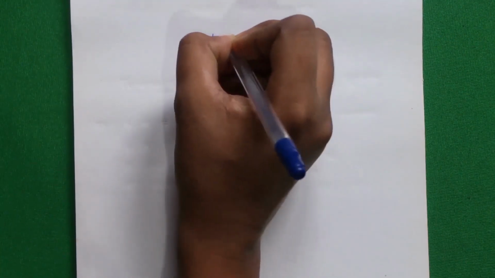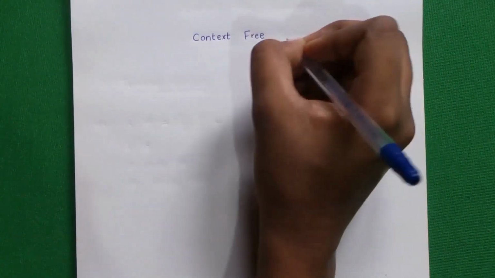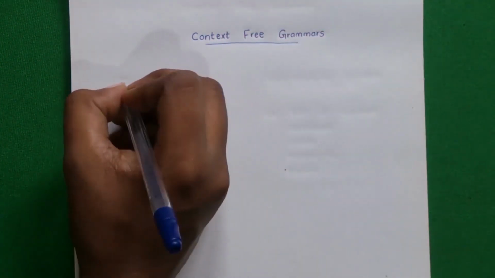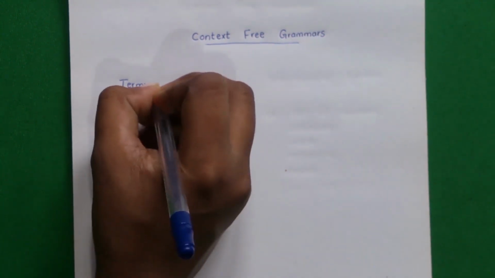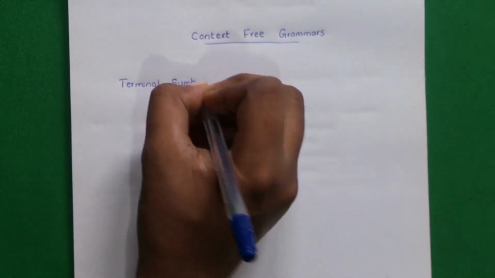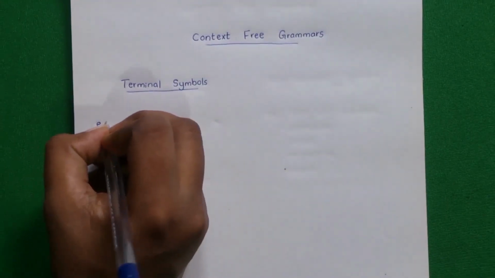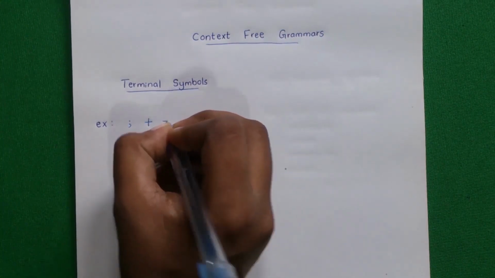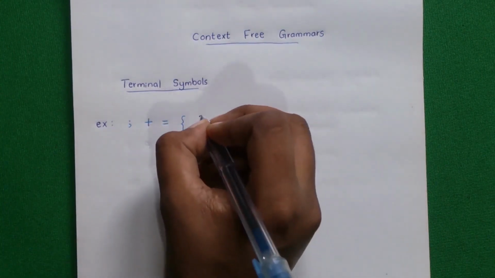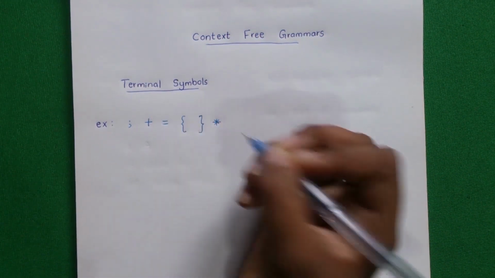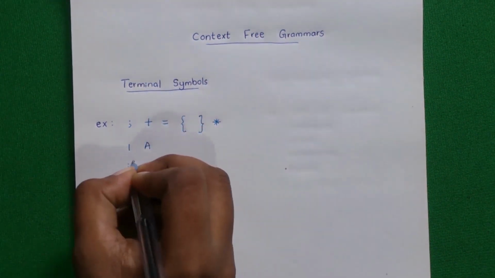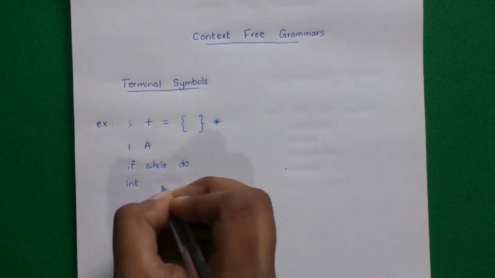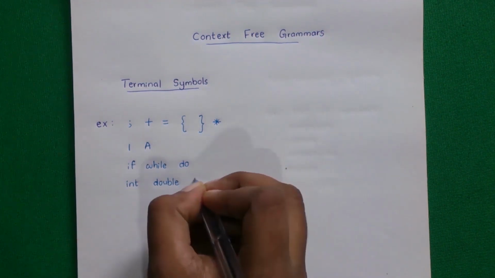Now we will see what are context-free grammars. Context-free grammars are language generators which describe the syntax of natural languages. As you can see here, there are two types of symbols to describe that syntax. First one is terminal symbols. Terminals are things that can't be divided any further. You can see the examples here. Keyboard symbols like semicolon, plus sign, equal sign, curly brackets and the star mark. Integers and characters. Loop names like if, while and do. Data types like integer, double and float.